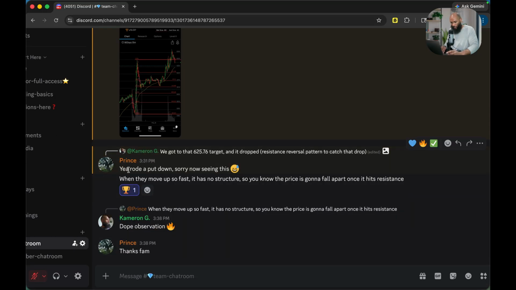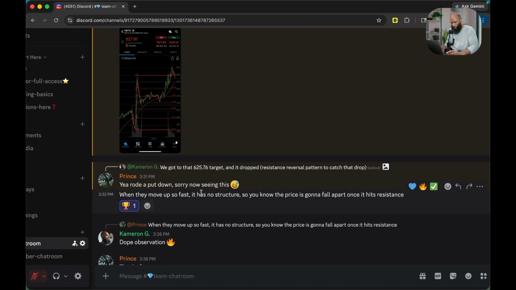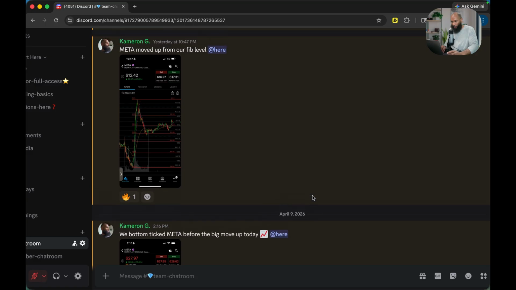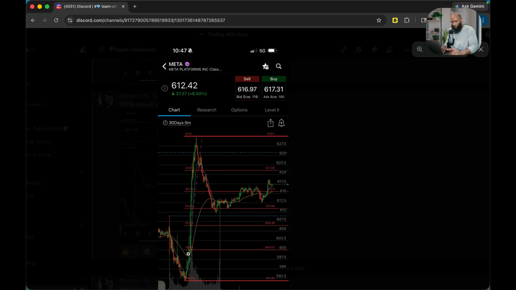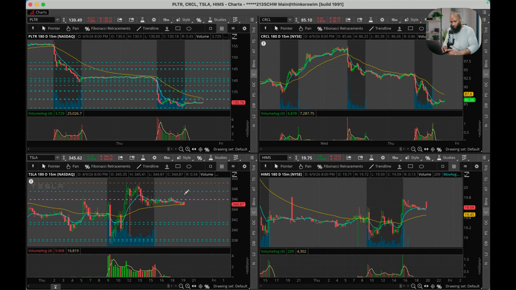So Prince says that he wrote a put down from that Meta call out, and he says that when the price moves up so fast, it has no structure. So you know the price is going to fall apart once it hits resistance. So that was a pretty good observation. Whenever you do see big moves up, notice there is no highs or lows created as it went up. So if the price does go down, it's more likely to have a straight move down because there's no structure along the way to stop the price from going down. All right, so that's a high level observation, and we're gonna observe some more stocks as we go along.